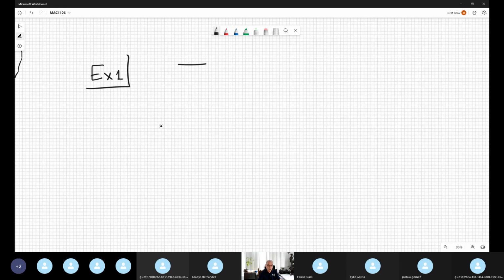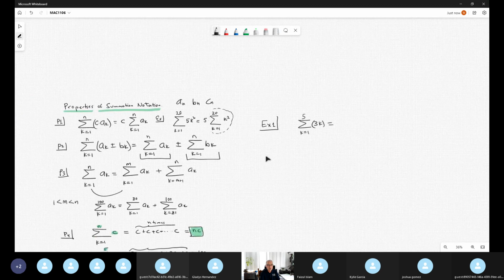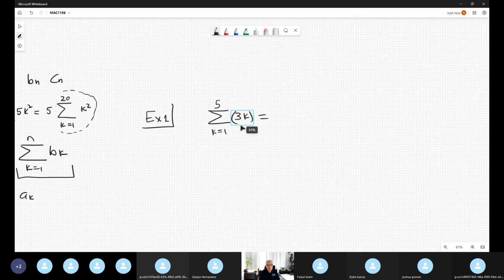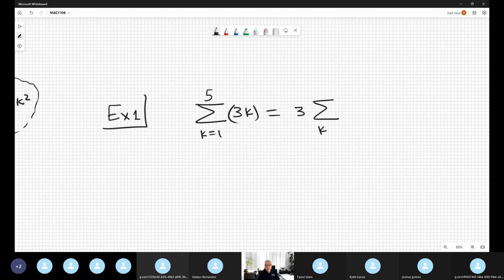Example 1 is the summation from K equals 1 to 5 of 3K. This is the argument. You can put it between parentheses or not; this is not strictly necessary. Now you apply the property number 1. You see, the constant you can put outside. So this is equivalent to 3 times the summation from K equals 1 to 5 of K.